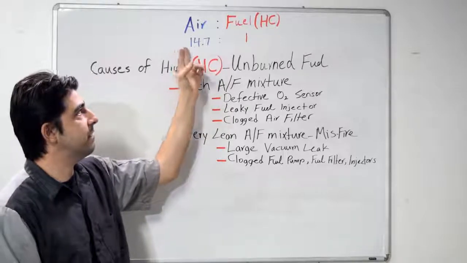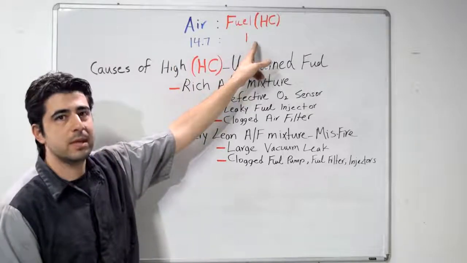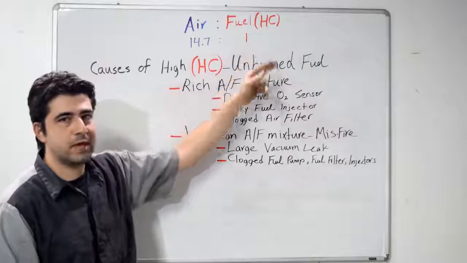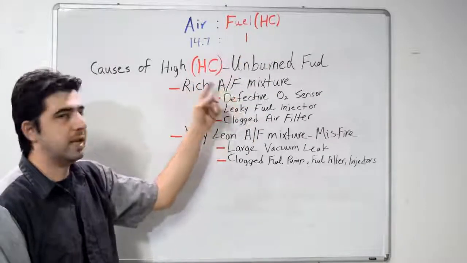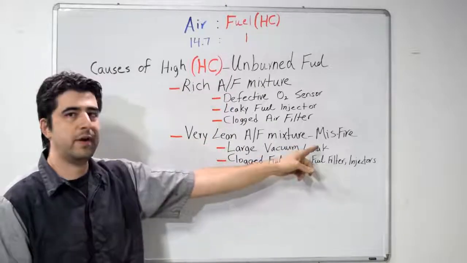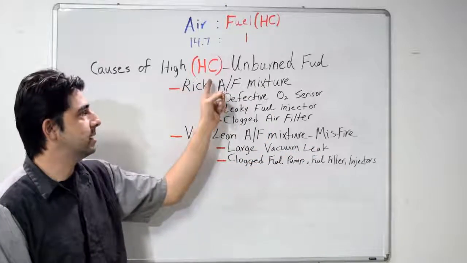In other words, you're going to have a lot of air to the same amount of fuel, let's say, that you're supposed to have, and that air is just going to simply burn off all the HC, so you're not going to have any left over. It has to cause a misfire in order for you to have an excessive amount of HC.